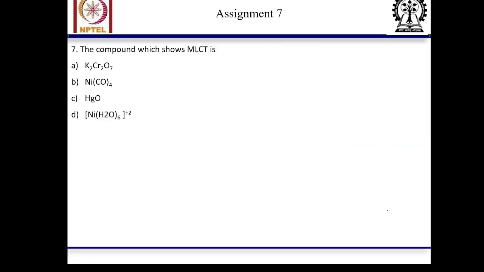The compound which shows MLCT, metal to ligand charge transfer. Option A is K2Cr2O7. Option B is Ni(CO)4. Option C is HgO. Option D is Ni(H2O)6 2+. Can you just tell me what is the answer for this question? Just wait.